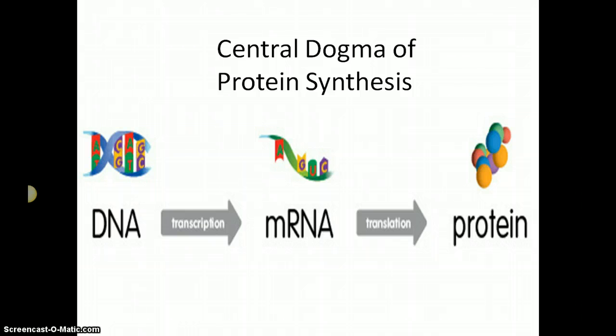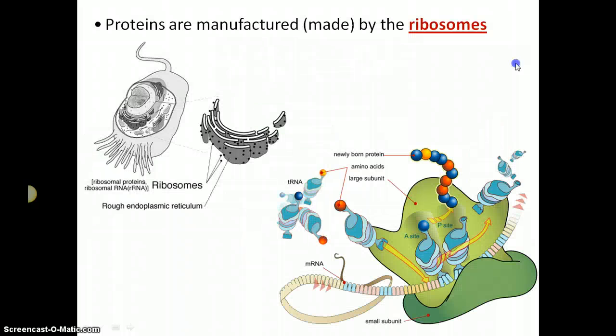So this is going to be our guide throughout this entire process, and if you can understand and remember just this, then everything else will fall into place. So our path here is DNA to mRNA to protein, and the processes that we're going to talk about are transcription and translation. So keep that in mind as we go through this process.